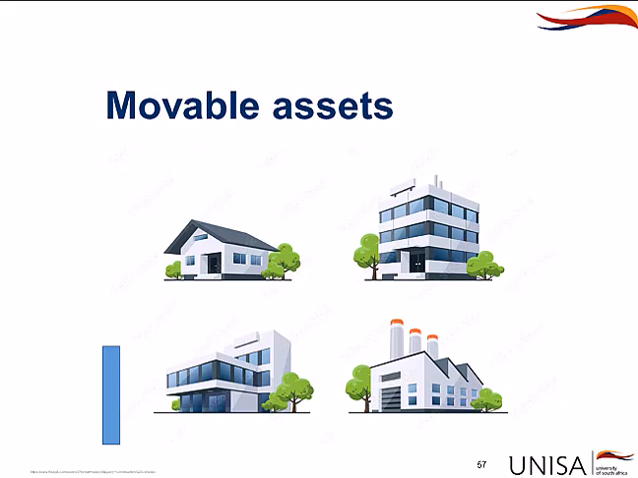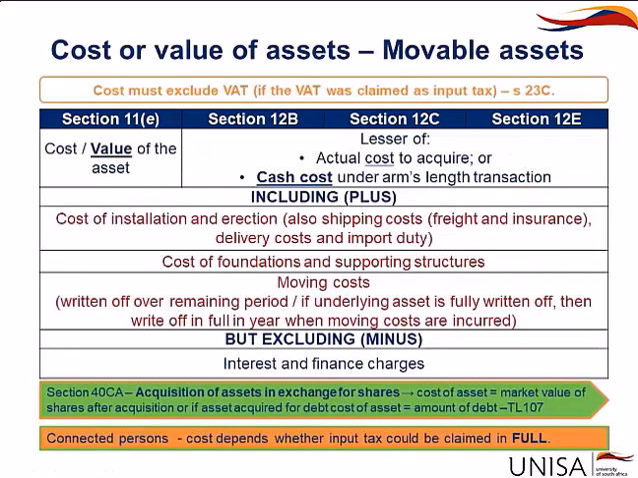Still having a look at capital allowances, let's have a look at movable assets. We are looking at the cost or the value of assets when we're looking at movable assets. The cost must exclude VAT if the VAT was claimed. This is in terms of section 23C.